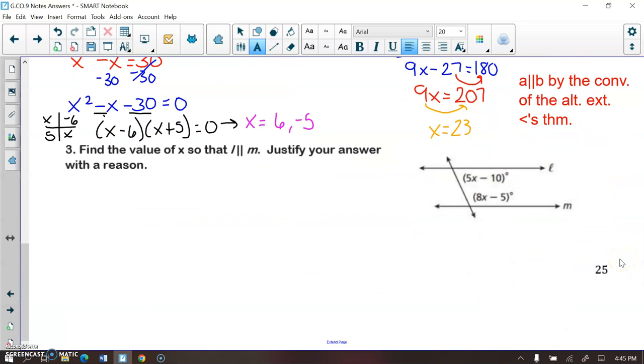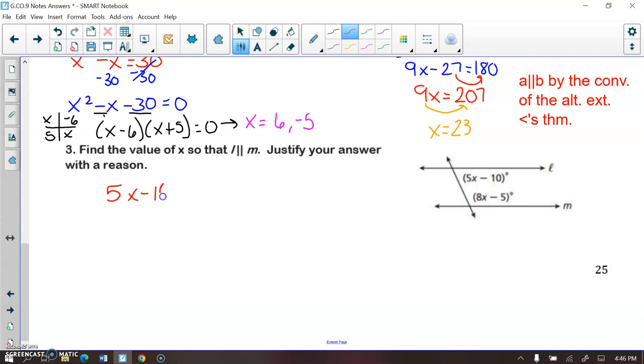All right, so number 3 says we're going to find the value of x so that L is parallel to M. So for this one, we actually would set our two same side interior angles equal to 180. Because we want to find the value of x that makes these two lines parallel. So adding them up, let me rewrite that.